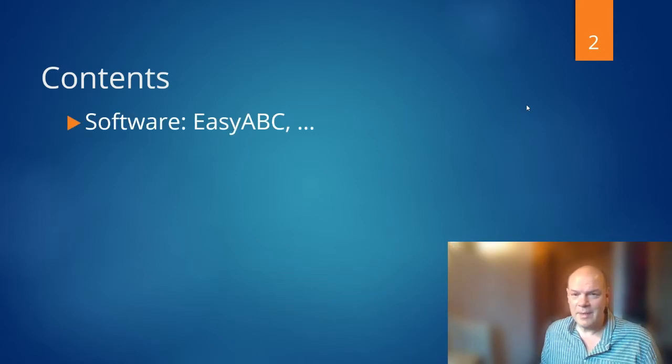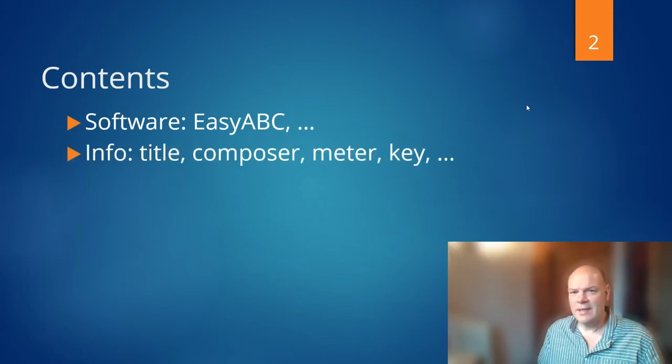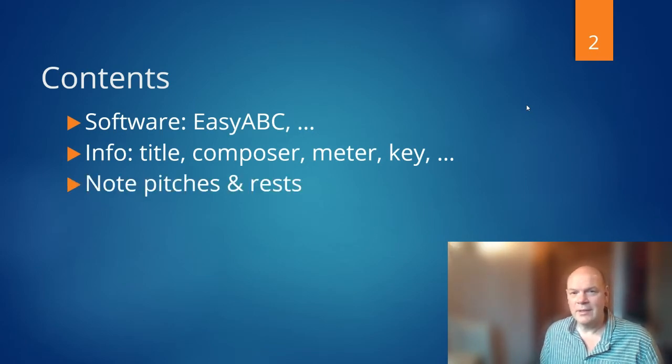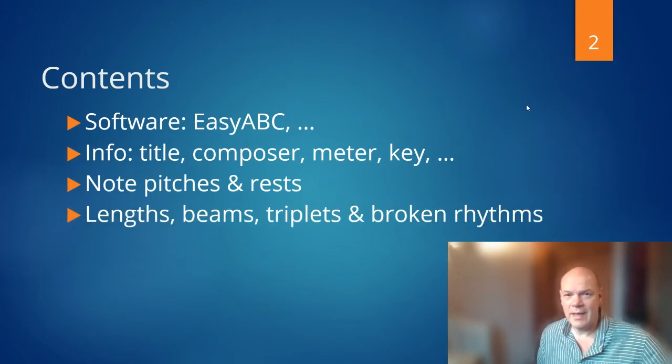Okay, so I'm just going to show you some software that you can use to do this. I'm going to use Easy ABC, but there are other software packages out there that will do exactly the same stuff. And then we'll look at the information around the tune, so the title, composer, meter, the key, those kind of things. And then we'll look at the notes, how you set pitches and how you do rests. We'll look at how you do lengths of notes, how you do beaming, triplets, and a thing called broken rhythms.